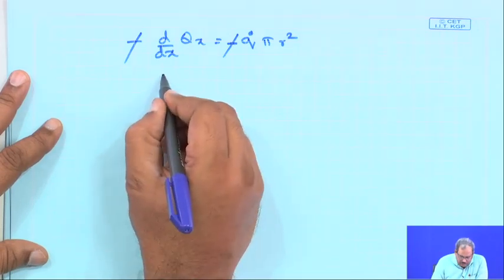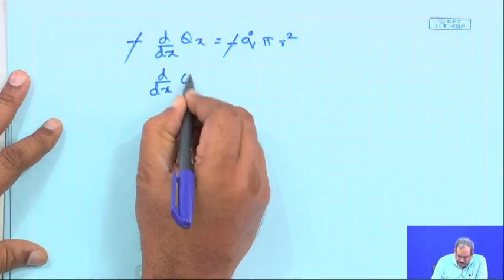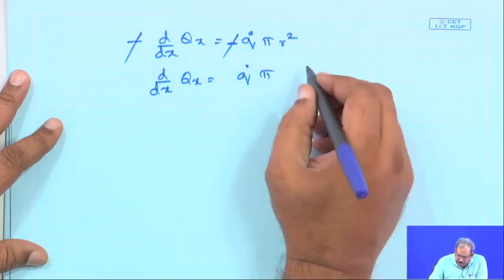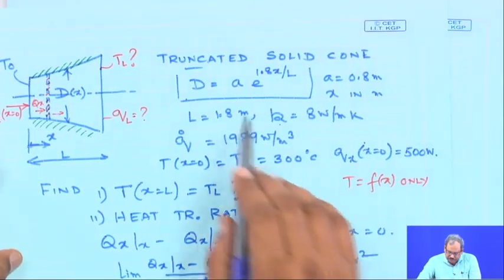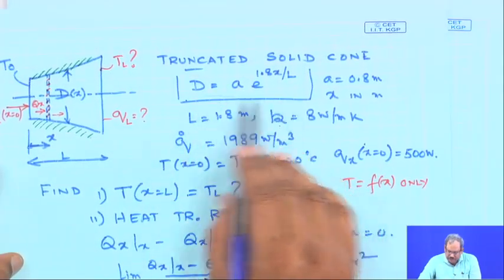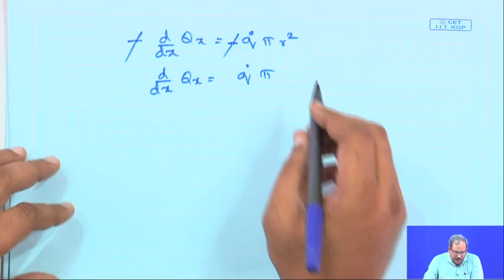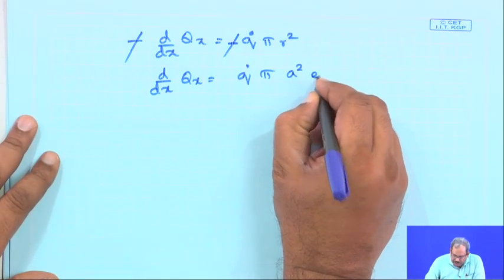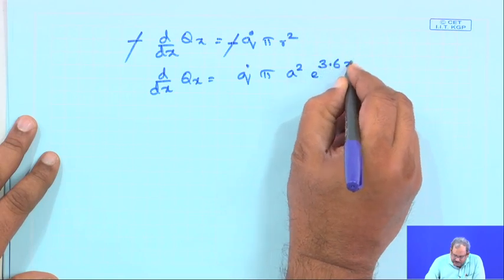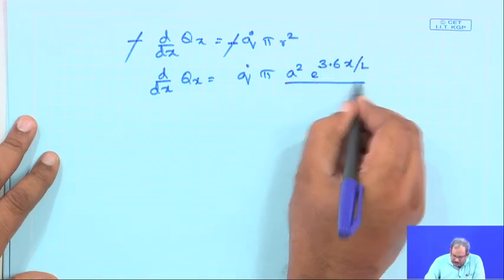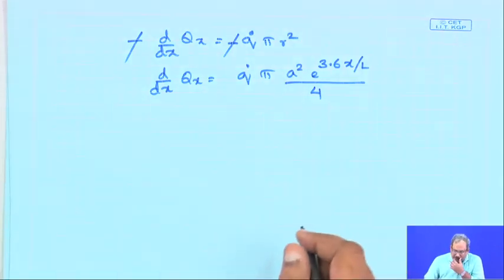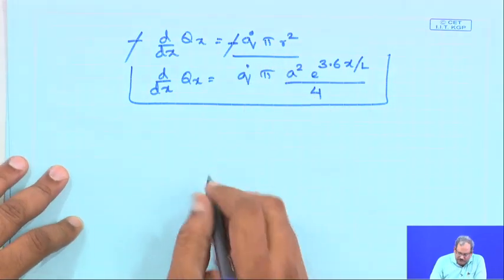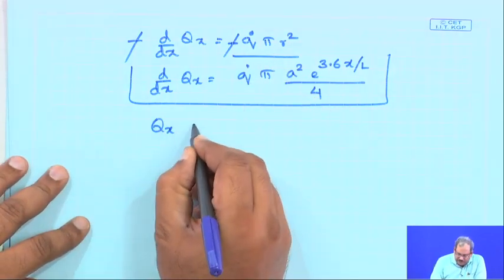So, your final form of the governing equation is dQx/dx equal to q dot pi r square, and instead of r I am going to use the expression for diameter, converting it to r. What I would get is pi a square e to the power 3.6 x by L times d square by 4. So, this is my governing equation. Now, this governing equation can be integrated.